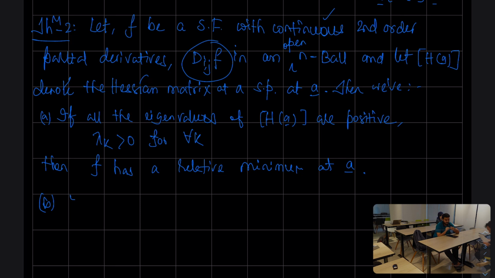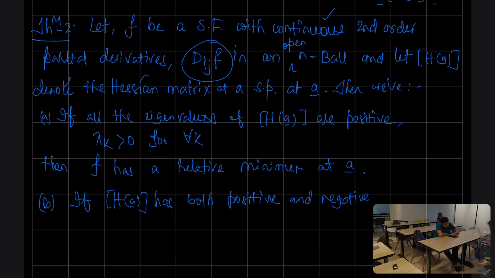So I wrote down the A, no? And the second statement B is: if H of A, the Hessian, has both positive and negative eigenvalues, then F has a saddle point at A.